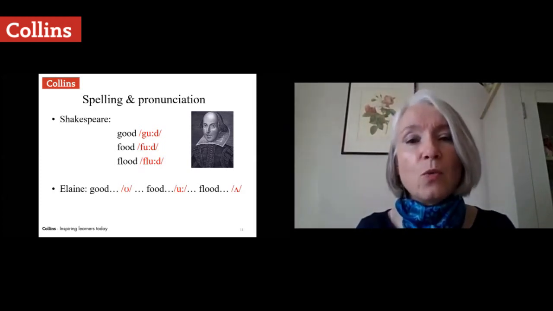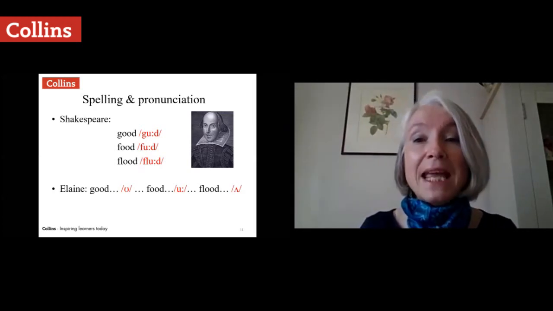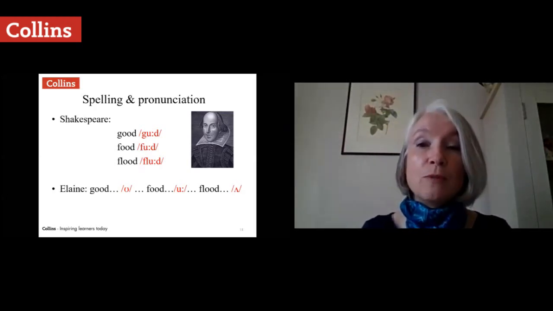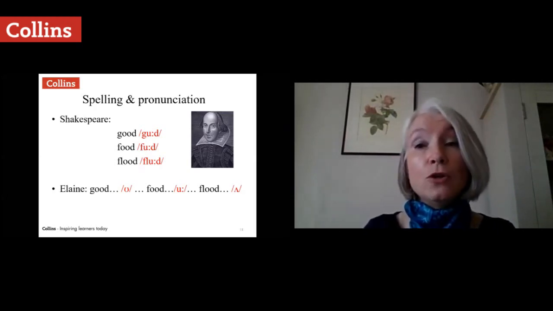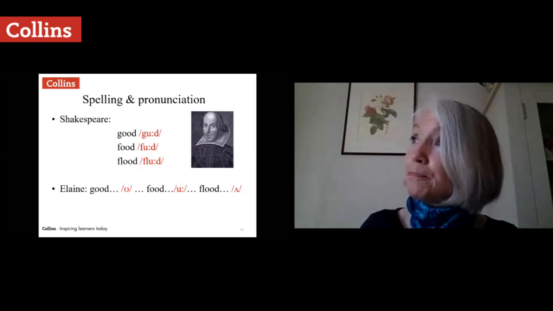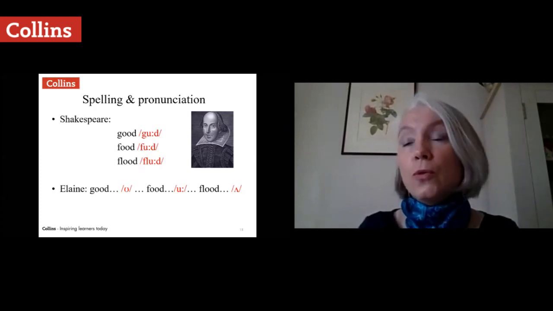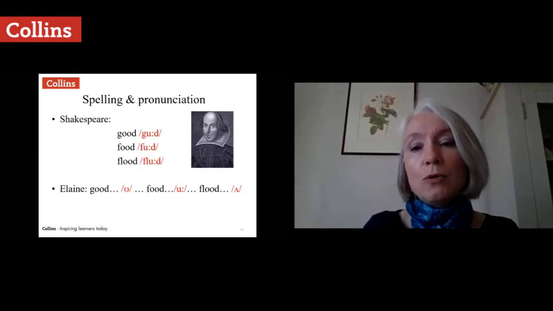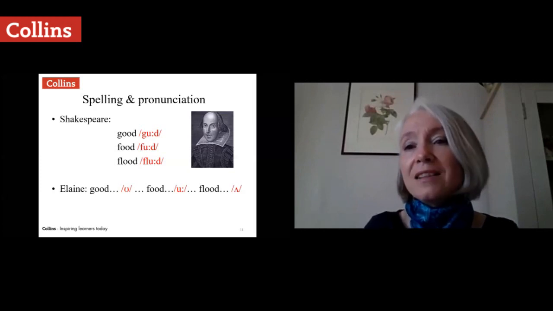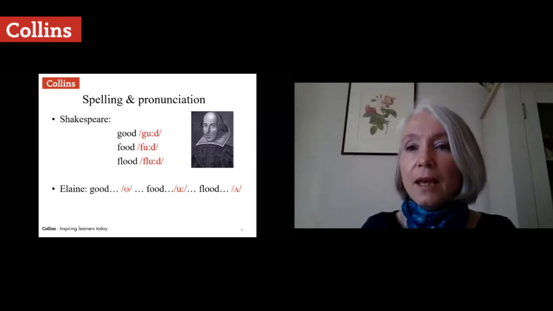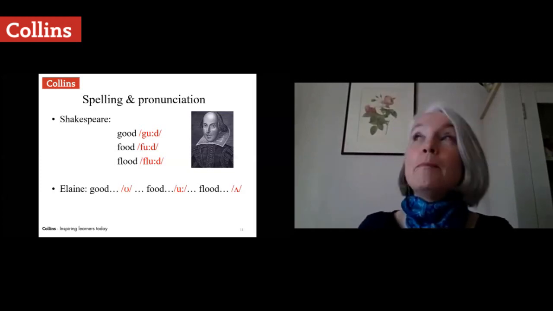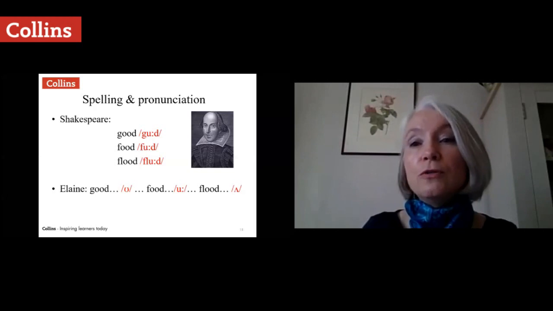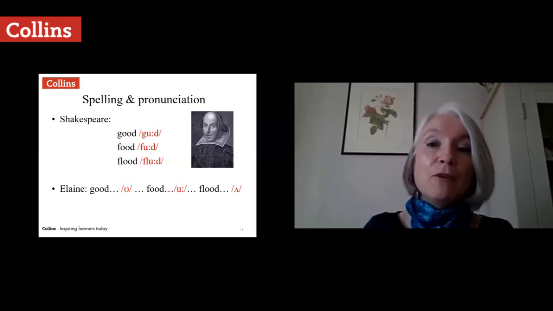We're going to look at these words: good, food, and flood. I've put my pronunciation at the bottom of the slide. They're all different. I don't rhyme these words. I say good, food, and flood. If you were to travel to the northeast of England, people would rhyme good and flood. If you were to come to Scotland, where I live, I'm not Scottish, but where I live, people rhyme good and food, good food. But for me, they're all different vowels.